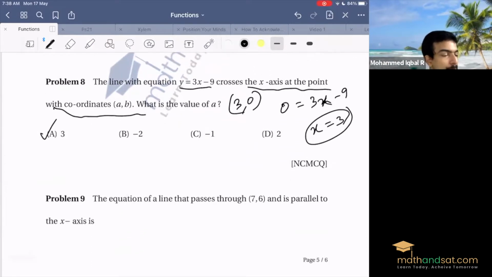Okay. The equation of a line that passes through 7 comma 6 and is parallel to x-axis is... A line is parallel to x-axis. What will be the slope of a line which is parallel to x-axis? We have already discussed this. No, I'm talking about a line which is parallel to x-axis. A horizontal line. What will be the exact value of the slope of a horizontal line?